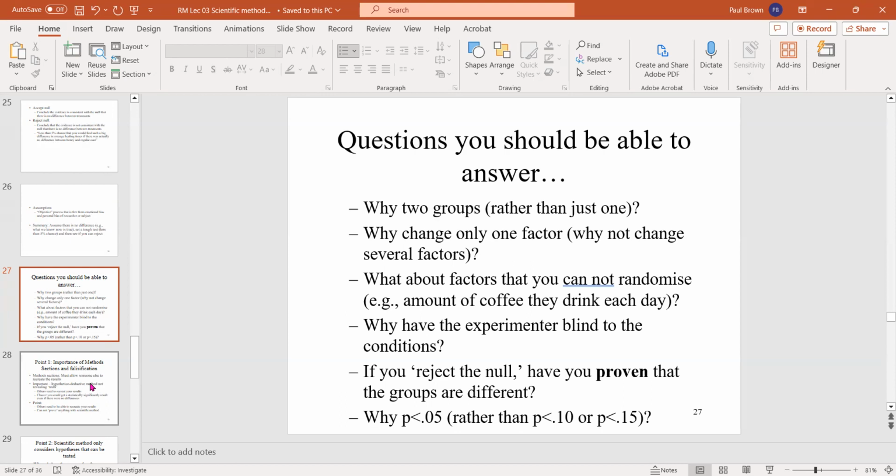Cancer is a particularly tough arena to do research in, because people are usually so desperate to get treatments that they're not willing to rely upon the standard treatment. They want the new treatment. So one of the problems in cancer treatment trials is trying to get the people in the standard care to stay in the standard care and not drop out of the study. If you reject a null, have you proven the groups are different?